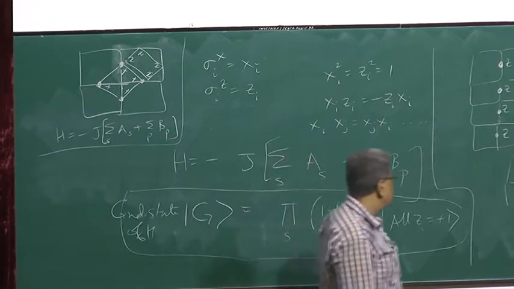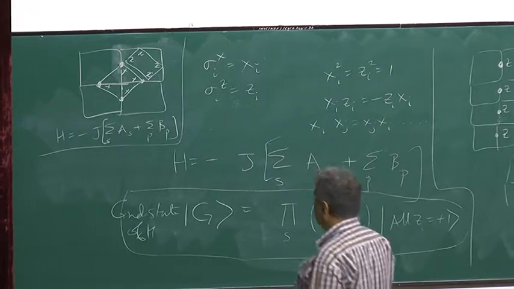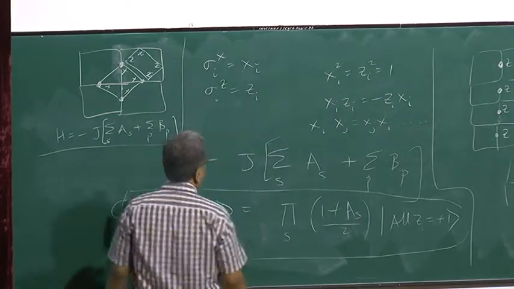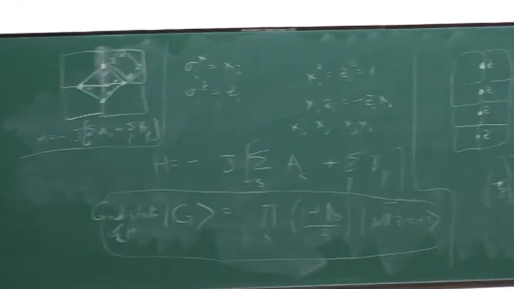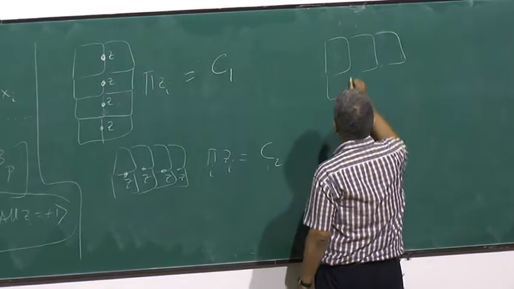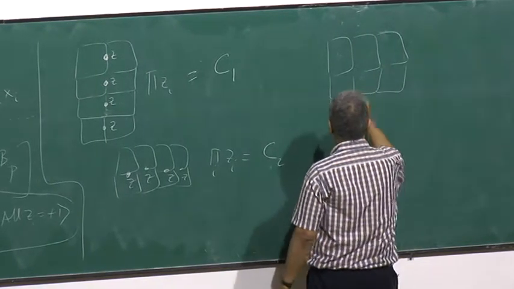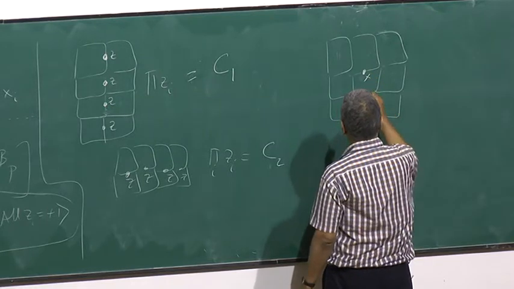So, there are 2 more that we need. Okay. So, the other 2 will involve products of x's. So, suppose I take a product of x's like this.